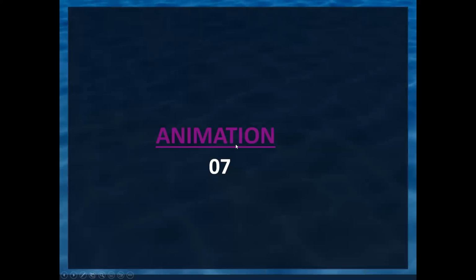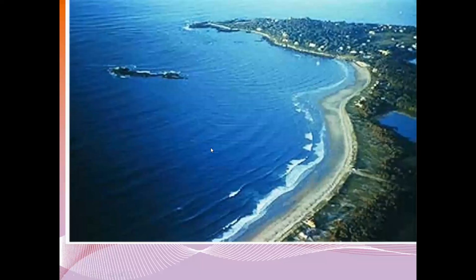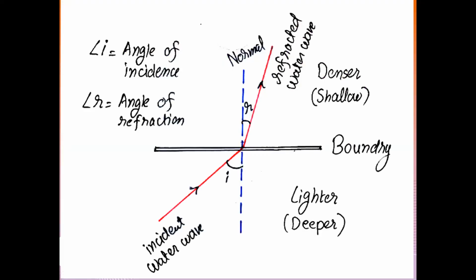This is the video of a ripple tank. Observe that the waves are bending on the boundary. And this is the second view from the top, a clearer view, showing the incident water wave and the refracted water wave. I'm showing the angle also. You have to copy this screen neatly.